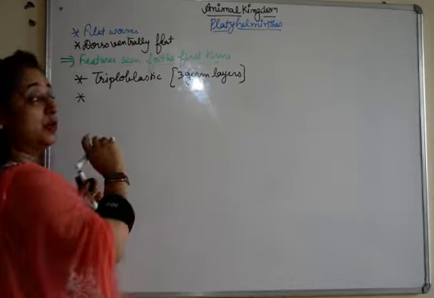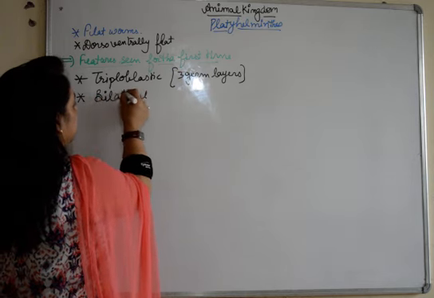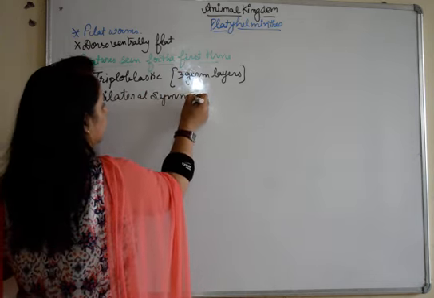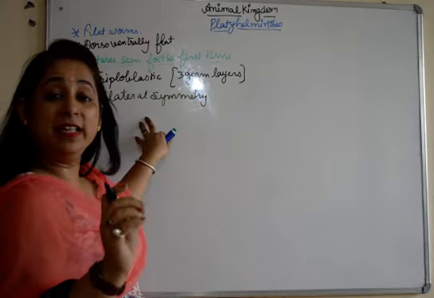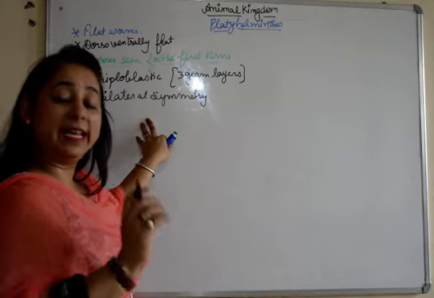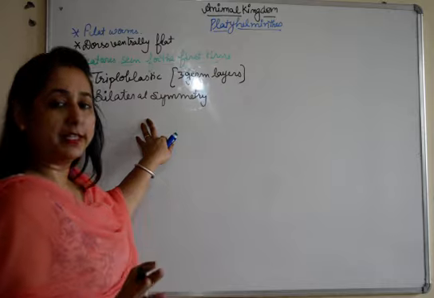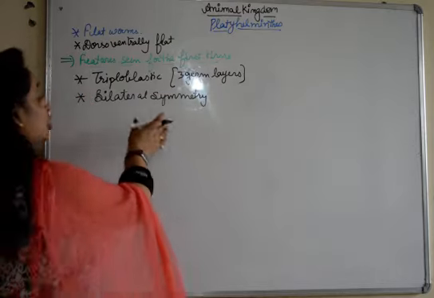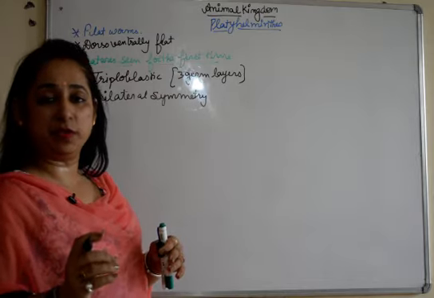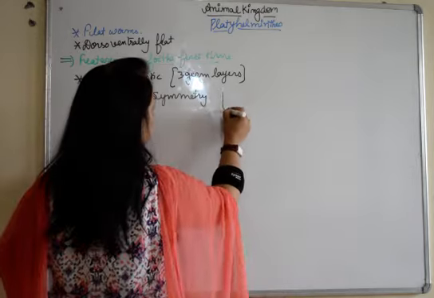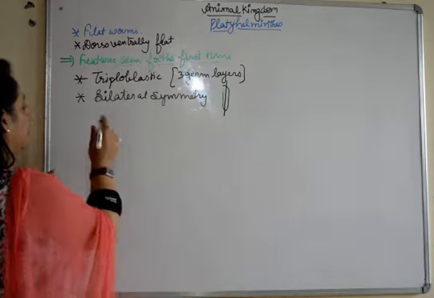Then the next feature which is seen for the first time is bilateral symmetry. I'm not going to talk about these in detail because we have already made videos for this where we have talked about the bilateral type of symmetry, triploblastic nature and all. So I'll just write the features here. From now on, the organisms will be bilaterally symmetrical. I'll just give you an idea: when divided from one plane, they are divided into two equal halves.